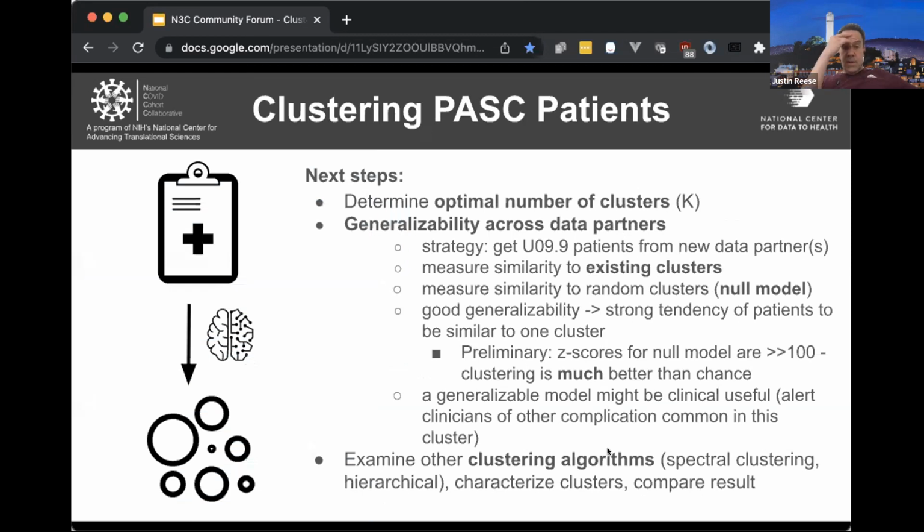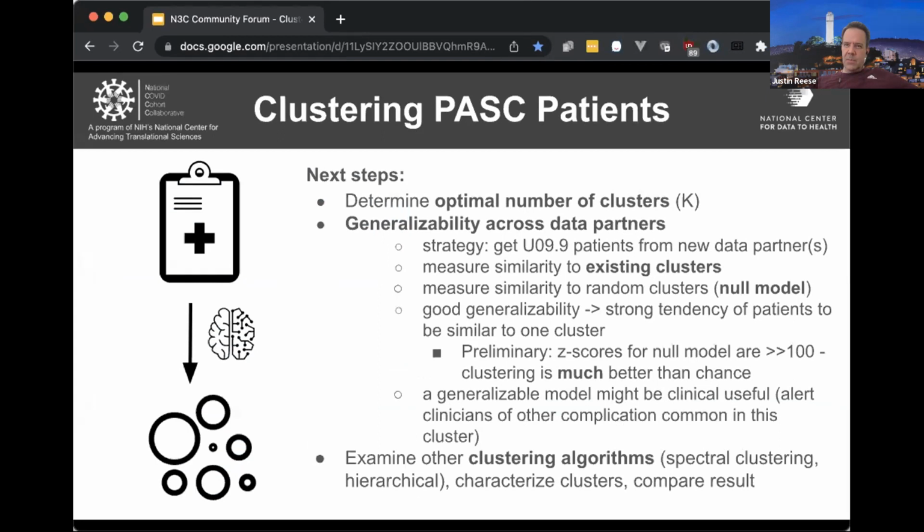So just a bit on next steps. We actually have determined that there's a method called the elbow method, where you can look at how well the patients comport with the cluster that they're in to measure the optimal number of clusters. That seems to be 6. And so we've done all the experiments I've described with 6.